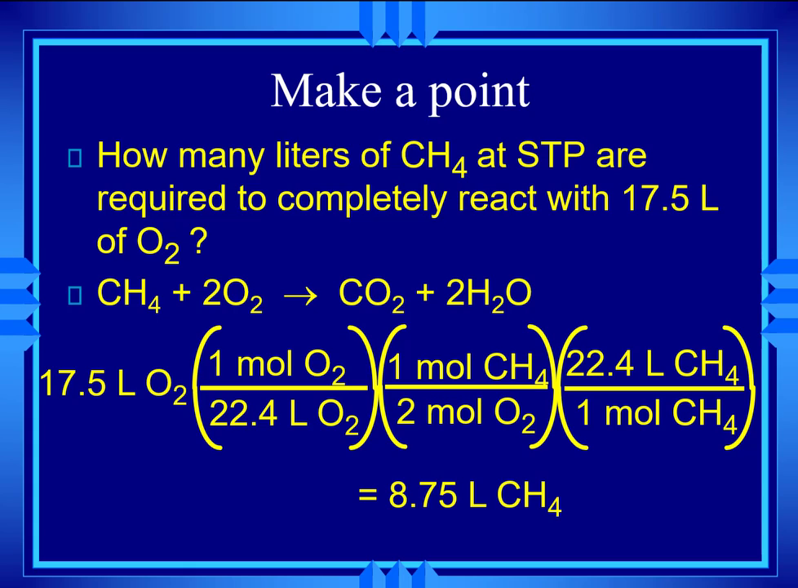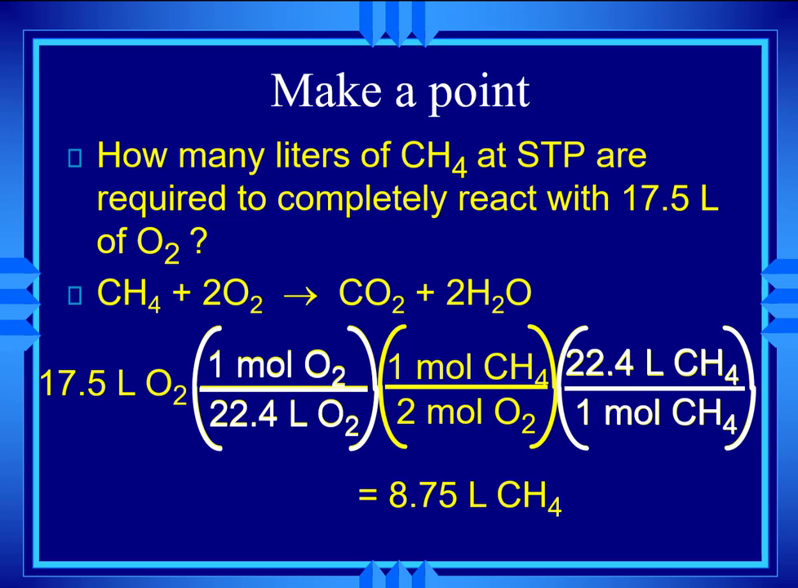Hey, you can do it in your head because it's half of 17.5. Because look at the first and last conversion factors. I got 22.4 liters on the bottom. I got 22.4 liters on the top. Those will cancel out. And this is going to happen every single time you start with liters and end with liters. So wouldn't you like to be able to skip this step?